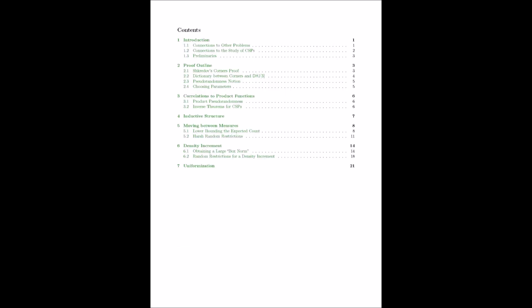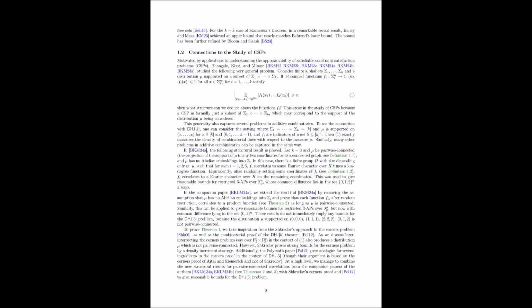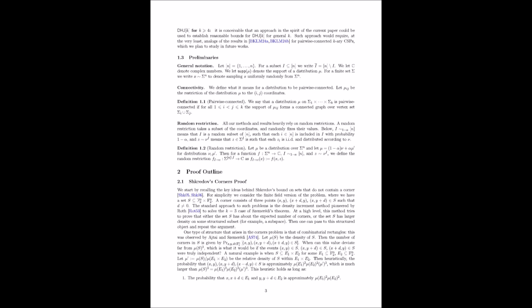Exactly. So to recap, we're borrowing the density increment concept from Skradov's work on corners, adapting it to DHJ3 using these new ideas of O2 insensitive and O1 insensitive sets and their disjoint product, and then we're relying on this concept of product pseudorandomness to make sure our analysis is solid. Wow, it's like a whole symphony of mathematical ideas coming together. I like that. And we're just getting started. I can't wait to see how it all plays out.